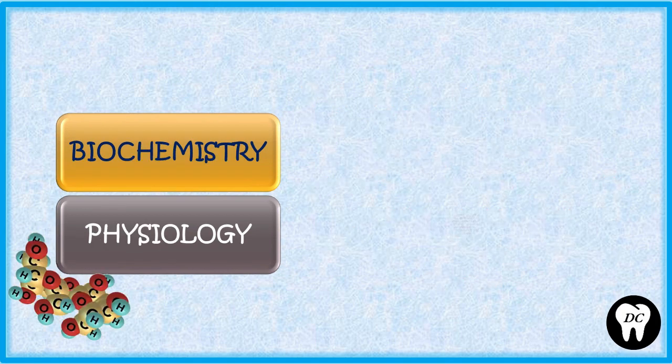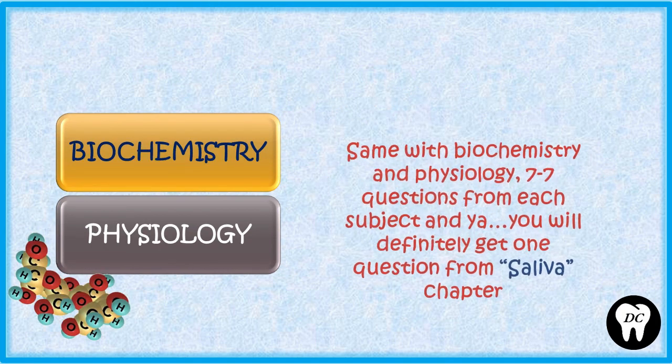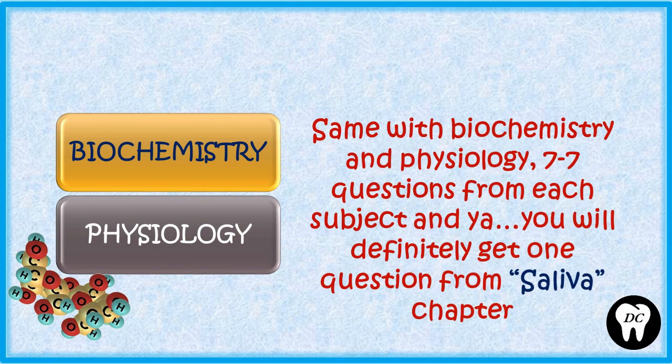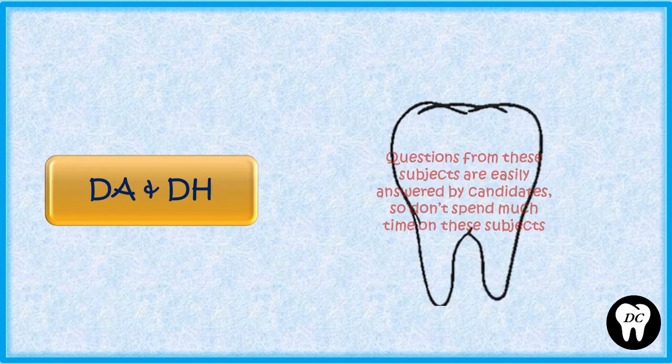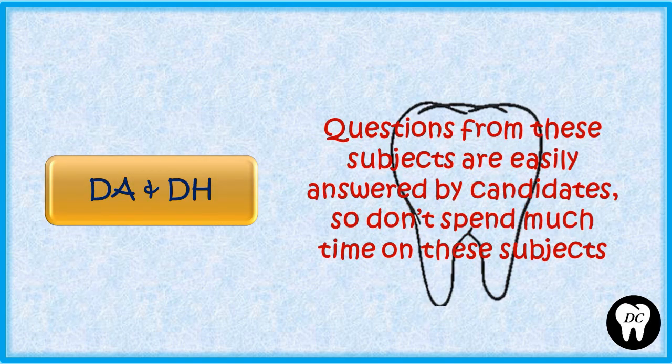Biochemistry and physiology. Same with biochemistry and physiology, 7 questions from each subject, and yeah, you'll definitely get one question from the saliva chapter. I'll try to provide you most of the saliva questions that were asked in the exams. DADH. Questions from these subjects are easily answered by the candidate, so don't spend much time on these subjects.